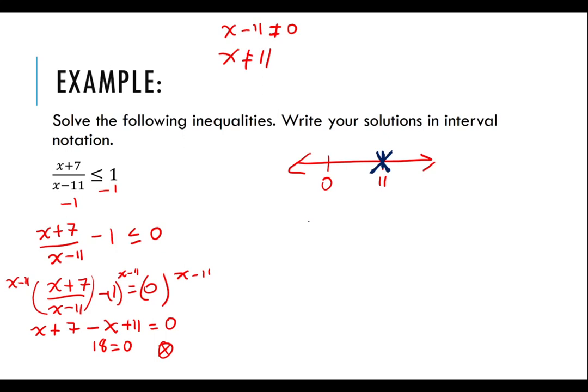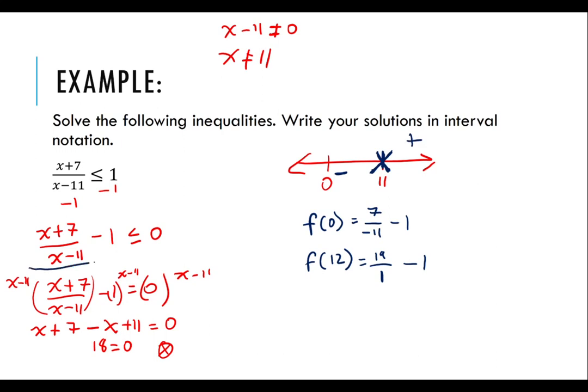How about we calculate 0? So f of 0 would be 0 plus 7 is 7, 0 minus 11 is minus 11, and then minus 1. A negative minus a number is negative, and so I know that this is below the x-axis to the left of 11. Then to the right of 11, how about f of 12? 12 plus 7 is going to be 19, divided by 12 minus 11 is positive 1, minus 1. 19 minus 1 is positive, and so this is above the x-axis.